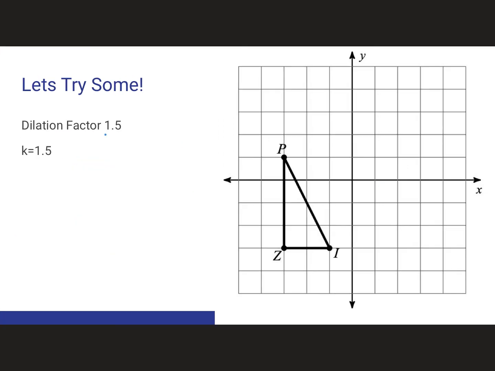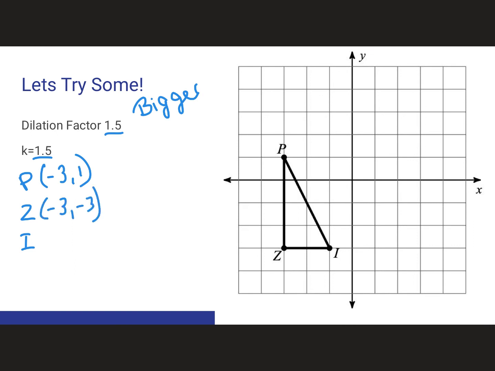Now we're going to have a dilation factor of 1.5. Well, it's still a decimal, but it's going to get bigger. That's the first thing we need to remember. This one's going to get bigger because my scale factor is 1.5. So I start with where each of my points are, P, Z, and I. P is currently at (-3, 1). Z is at (-3, -3). And I is at (-1, -3).